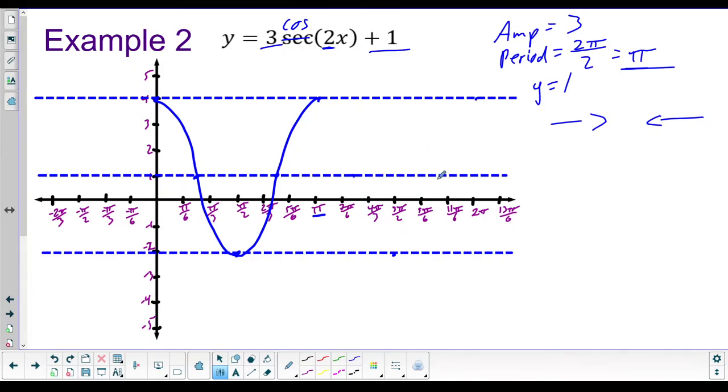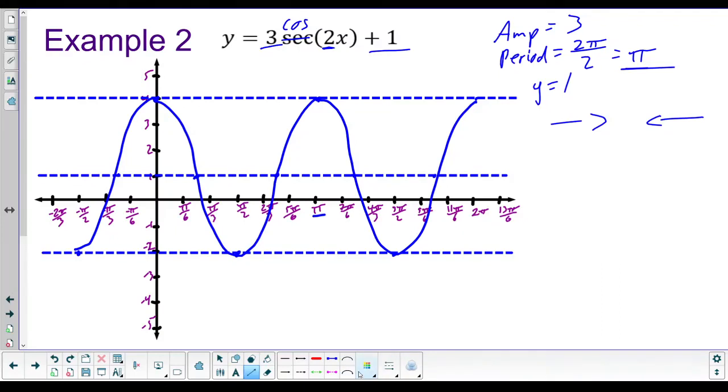We'll just do 2 full periods just so we can really see the features of secant. And it might be prudent to maybe graph a little bit on the negative side as well. Okay. All right, so here's our cosine graph. Now, it's really easy to turn this into our secant graph. Let's go ahead and do red for our secant.